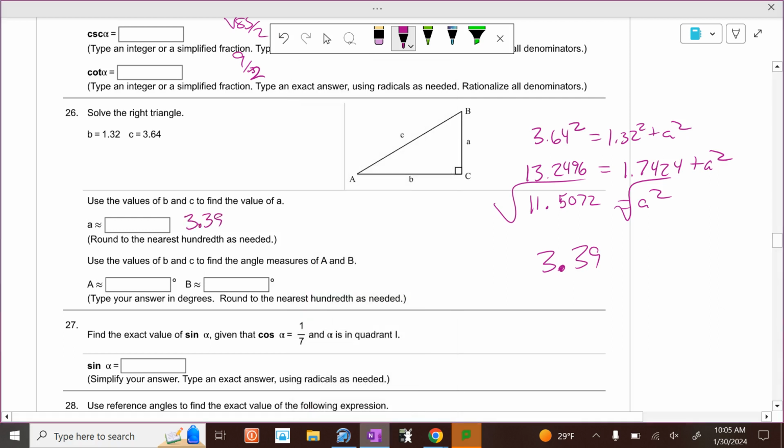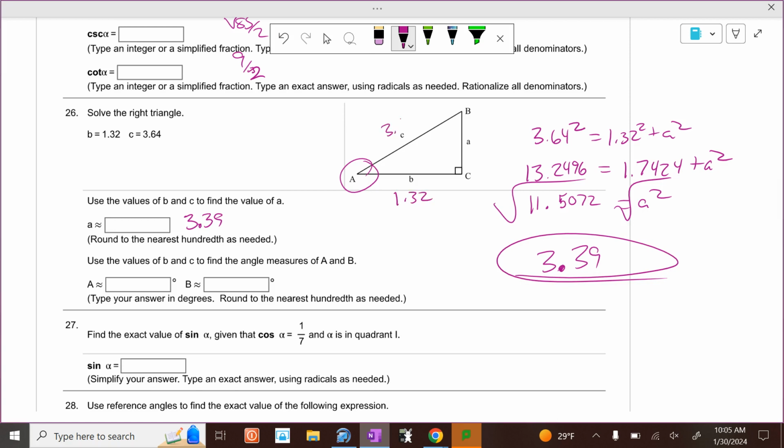Then to figure out angle A. Angle A. You use what they give you. Don't use this one because it's a rounded answer. Use what they give you. Use B, which is 1.32, and C, 3.64. That's adjacent. That's hypotenuse. So you use cosine. So you go the inverse cosine of 1.32 over 3.64.